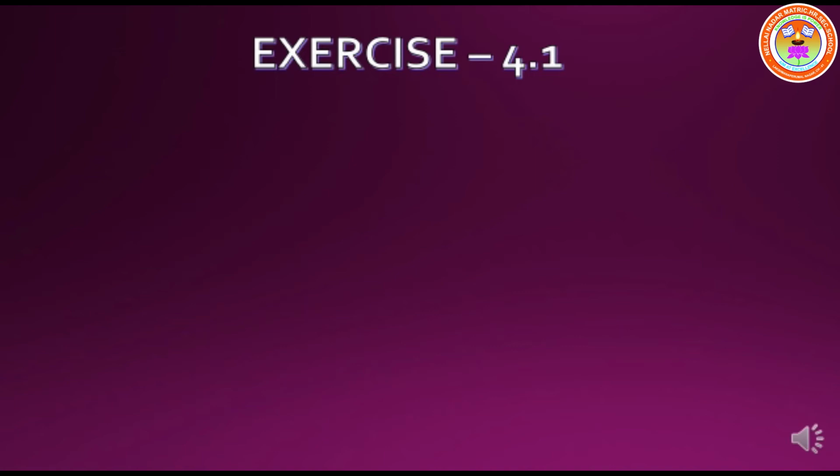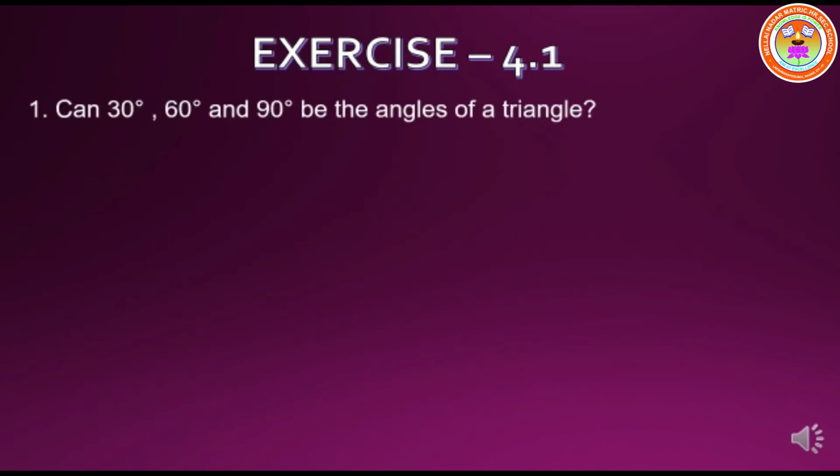Now let us begin exercise 4.1. First sum. Can 30 degrees, 60 degrees and 90 degrees be the angles of a triangle? So we are going to find whether the three angles 30, 60 and 90 degrees make the angles of a triangle.